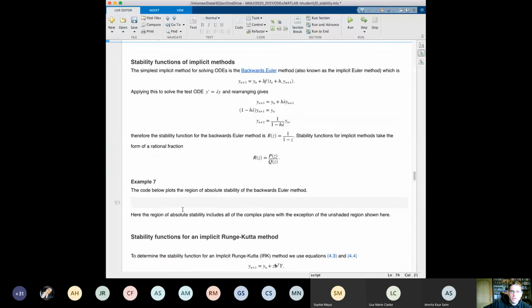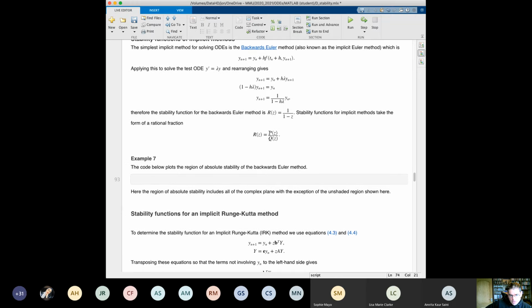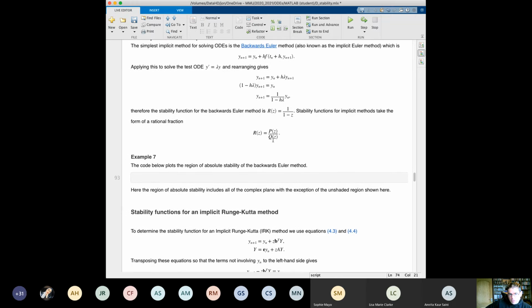Okay, on to implicit methods. The simplest implicit method is called the backwards Euler method. We have this implicit equation here: we've got yn plus 1 on the left, and we've also got yn plus 1 on the right, so it's implicit. If we factorize and solve for yn plus 1, our stability function is 1 over 1 minus h lambda, or, since z is equal to h lambda, 1 over 1 minus z. This shows that the stability function for implicit methods takes the form of a rational fraction: some polynomial p over another polynomial q.